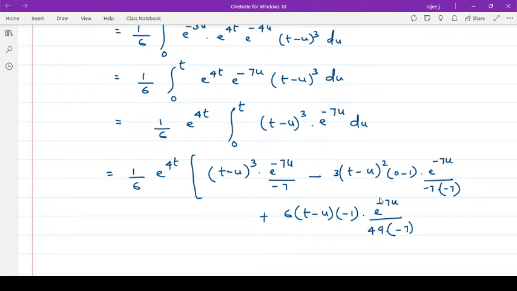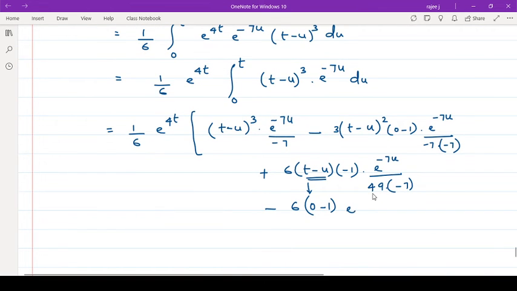Okay, now minus, so first plus, then minus, then plus, now minus 6 into the derivative of this. The derivative of this is going to be 0 minus 1, and this minus 1 is already there. This minus 1 and this minus becomes plus. Okay, so this is the derivative of this term. Now the integral of e raised to minus 7u is e raised to minus 7u upon, here 49 is there, into this 7 is there, into again one more 7 will come, minus 7.